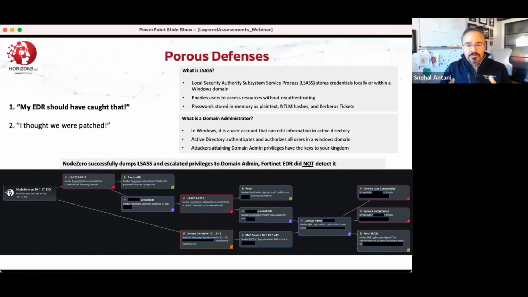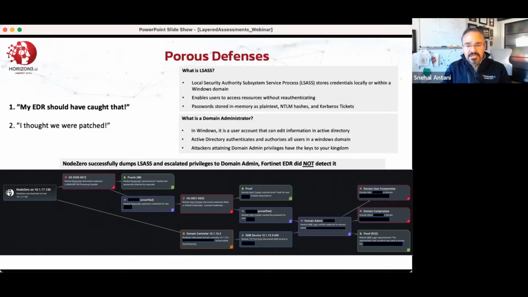to, upon gaining initial access, get onto a machine and dump the LSASS process, successfully pilfer all of the passwords, and then use those passwords to escalate their privileges to become a domain administrator. And if you look at the path in here, you can see that Node Zero was able to grab a credential, crack the particular NTLM hash, and then from there, it was able to elevate privileges and get into the domain.